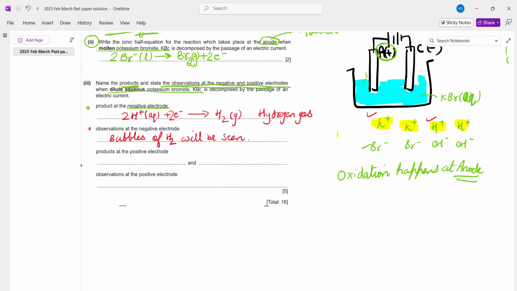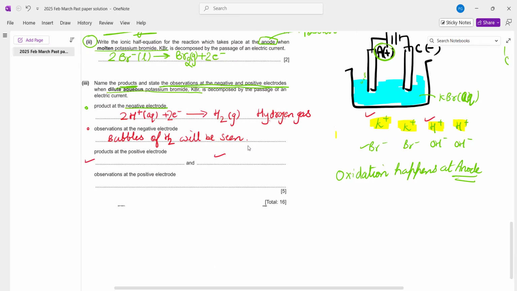Product at the positive electrode. Now, dear children, they have given us two blanks because two products will be obtained at the positive electrode. At the positive electrode, we know Br minus and OH minus ions will be there, right? So we have to decide which of these will get oxidized, because what happens at the anode is oxidation, right? So we have to decide which is going to be oxidized here.